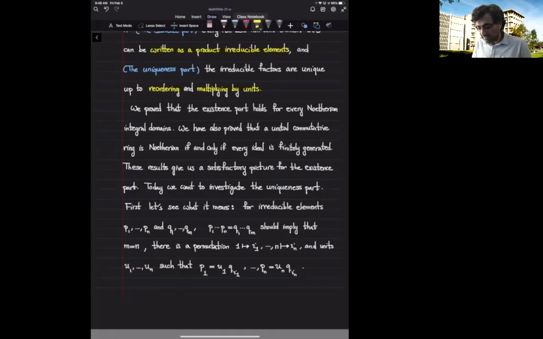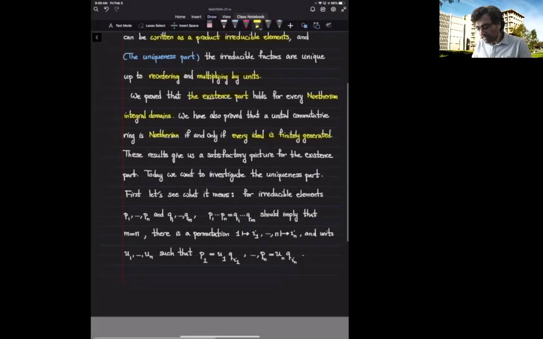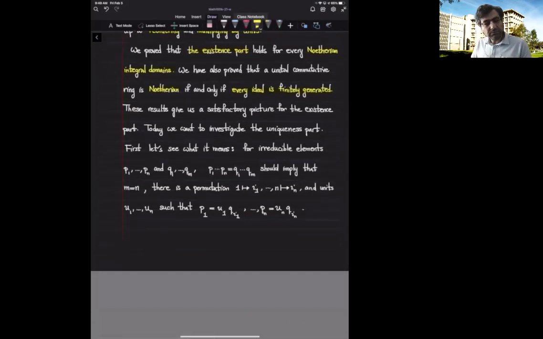Okay, so overall, let's repeat this. We showed that for every Noetherian integral domain, the existence part holds. And we showed that a given unital commutative ring is Noetherian precisely when all of its ideals are finitely generated. So what we want to do today is to focus on the uniqueness part. So what does that mean? What does the statement mean?